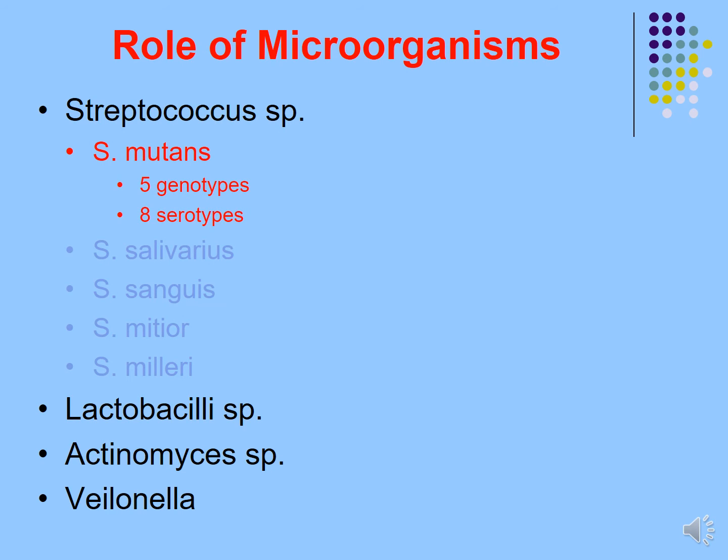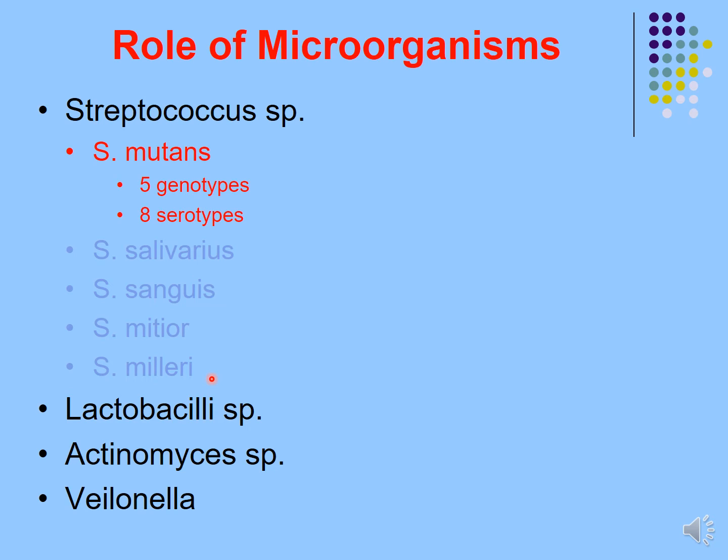Okay, let's look at the role of microorganisms. It has been identified that in a cariogenic individual's oral cavity, the most predominant cariogenic bacteria is the Streptococcus mutans species. Just for academic interest, there are 5 genotypes and 8 serotypes of Streptococcus mutans. All the other Streptococcus species, that is Streptococcus salivarius, sanguis, mitior, etc., have a less cariogenic potential, but are also part of the flora.